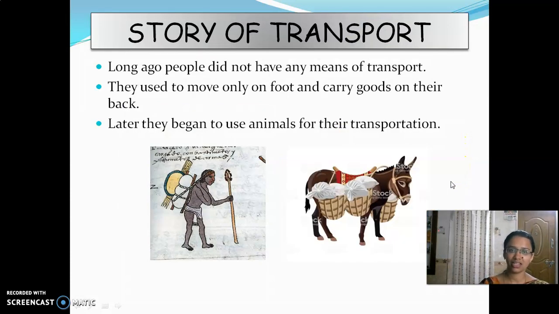Okay. And now we are going to see the story of transport in short. Long ago, people did not have any means of transport. They used to walk if they needed to move from place to place, and they carried their goods on their back. And after that, what happened? They used animals for transport. They used to load their goods on the animals' backs. First walking and then animals.